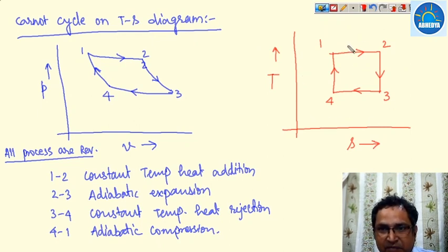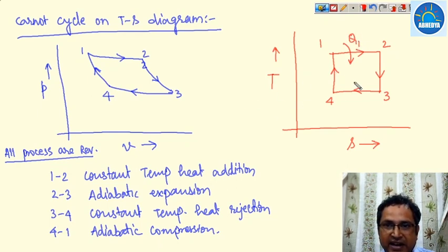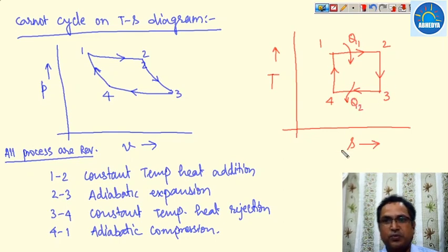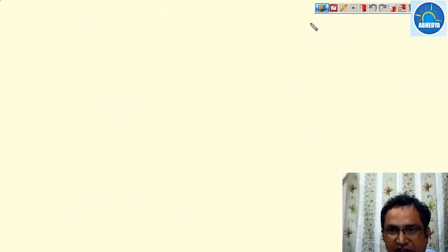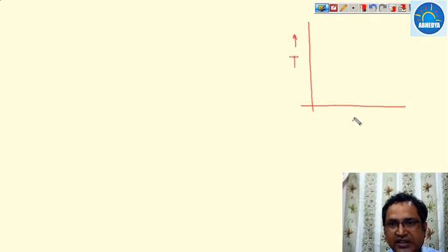And in the TS diagram, this is your heat addition process from 1 to 2 at a constant temperature, let it be Q1, and this is the heat rejection process, and let us assume that this is Q2. So what is the net heat? Now let us assume, I am just trying once again, this is your T and this is the TS diagram.